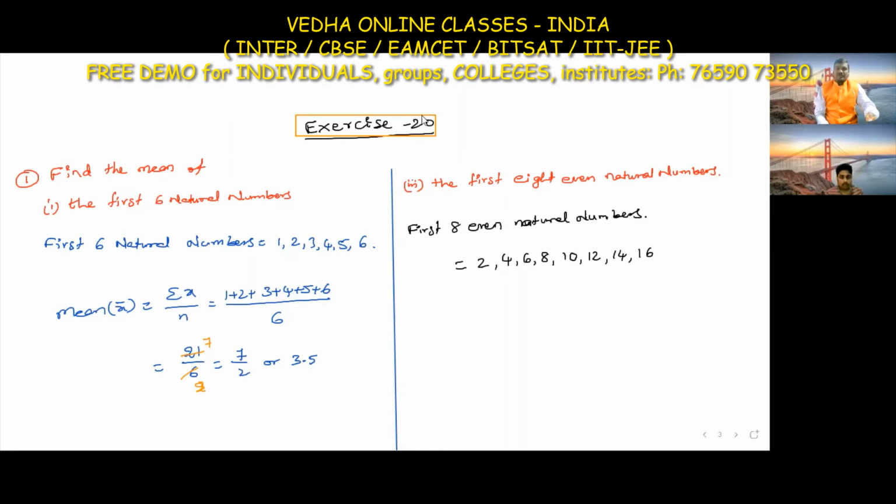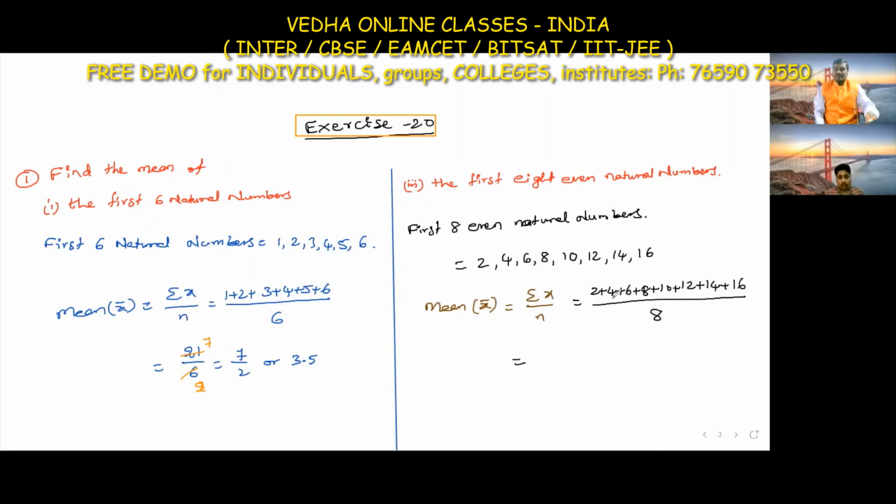What is the average formula? The formula to find the mean x bar is equal to sigma x by n. Sigma x means add all these values: 2 plus 4 plus 6 plus 8 plus 10 plus 12 plus 14 plus 16. How many values are there? 8 values, as given in the question. So 8 in the denominator.